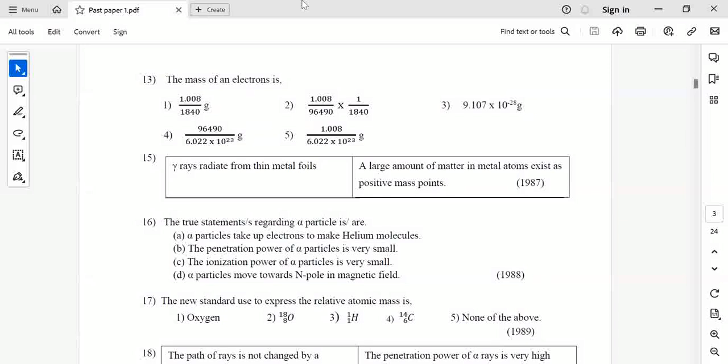Question number 13. The mass of an electron. For this one, we have already discussed it. So 13 is done.